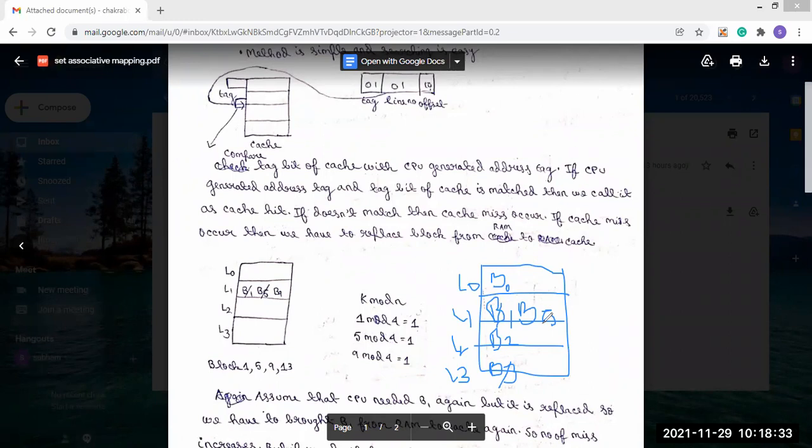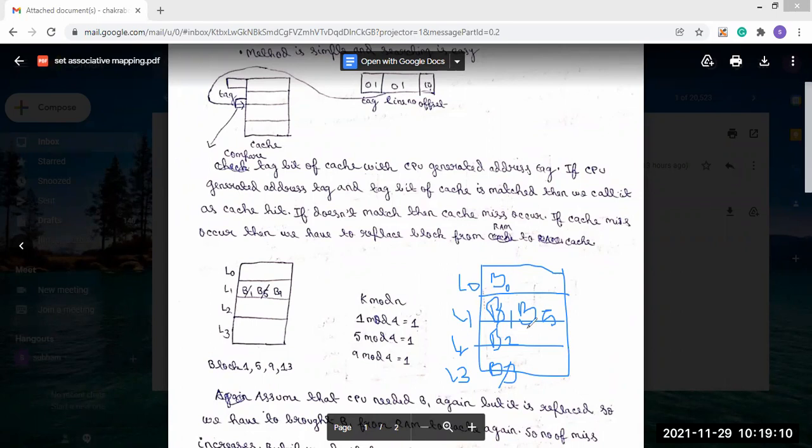Now let's say that after some time the CPU requires block number 1 again for another execution. We have already executed block number 1, and after finishing our task, we transferred block number 1 back to the main memory, because the CPU has performed its work.